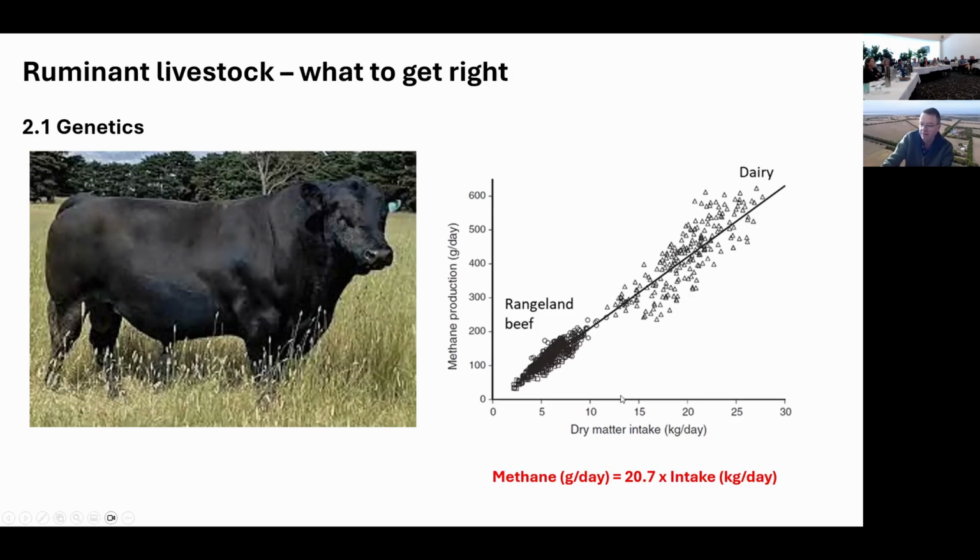It's based on this type of data. So this is dry matter intake along the bottom, and this is the methane produced up here. The line of best fit is where the 20.7 comes from. It's the slope of that line. But as you can see here, on the dairy side of it, an animal could eat around about 20 kilos a day and produce just under 300 grams of methane, or eat the same amount and a different animal is producing 450 grams of methane. Basically showing there is variability in the methane production from animals eating the same feed.